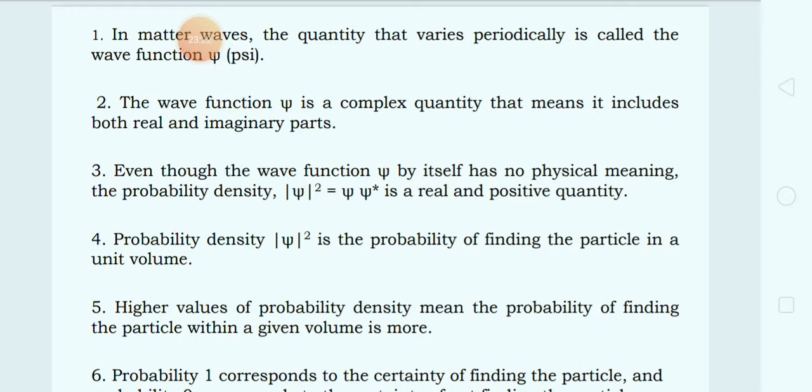So probability density, modulus of psi square, is the probability of finding the particle in a unit volume, and it can have values anywhere between 0 and 1. 0 means the chance of finding the particle is 0%, and 1 means the chance of finding the particle is 100% at a given point of time in space. For an intermediate probability, say 0.3, there is a 30% chance of finding the particle. Similarly, if the probability density is minus 2, it has no meaning, it is simply meaningless. So probability density can never be a negative entity, but the amplitude of the wave can be positive or negative.